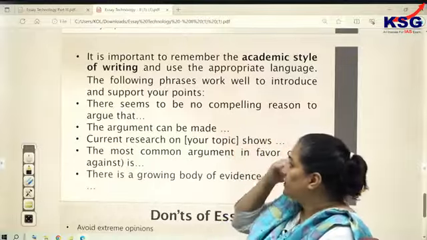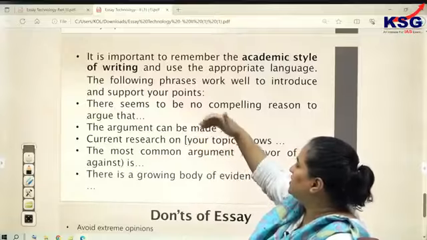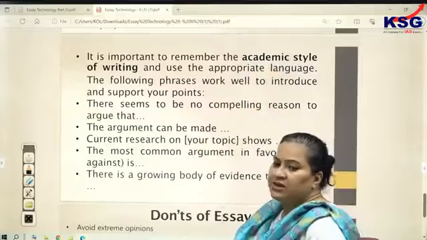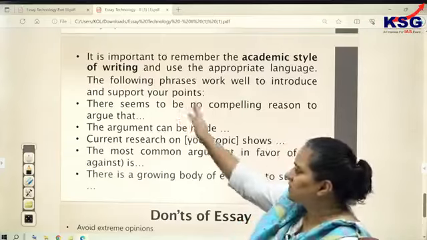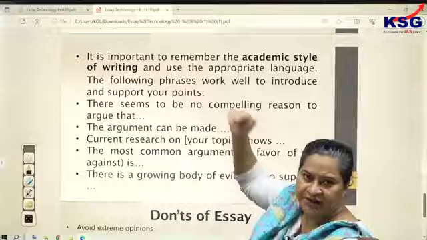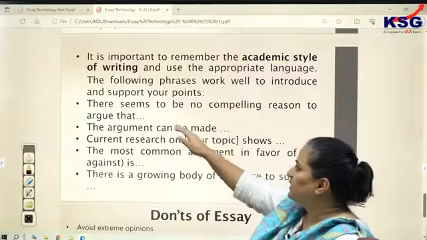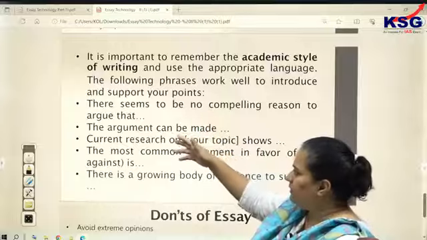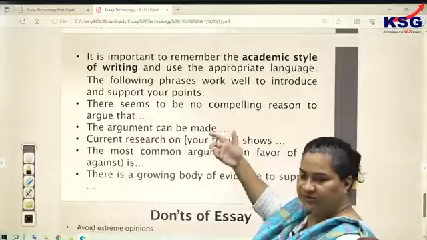Now, with respect to the academic style of writing, there are ways through which you can connect one para with the next one. So you can say, there seems to be no compelling reason to argue that ..., or maybe the argument can be made that ..., something like that.